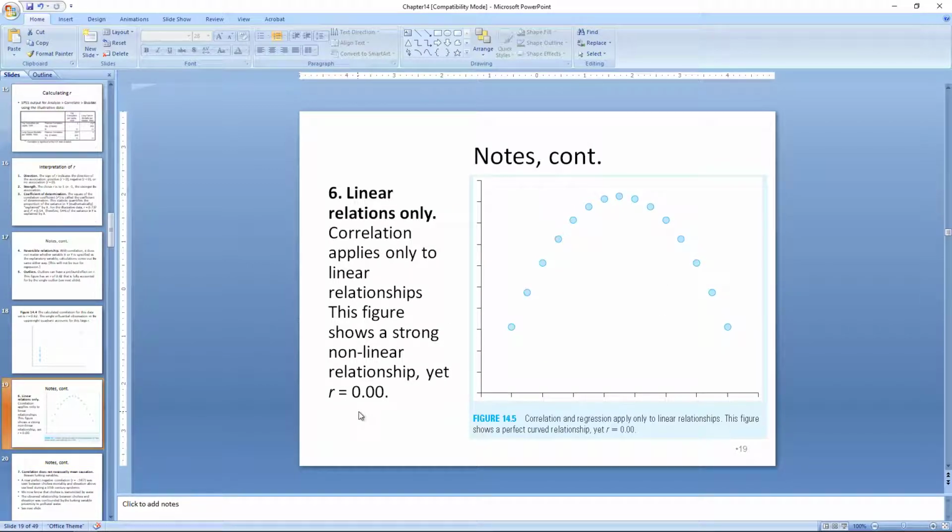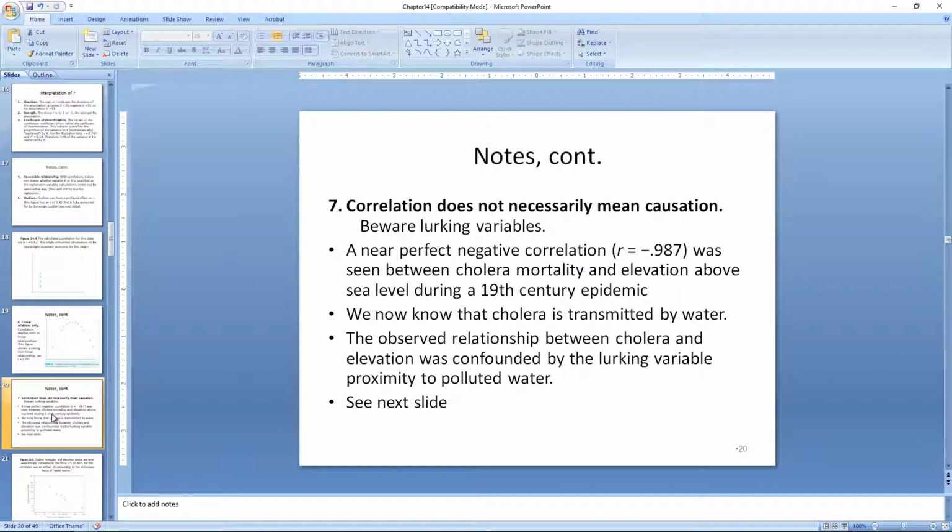Linear relationships only. Correlation applies to linear relationships. This figure shows a strong nonlinear relationship. So as you see, it makes this arc, and we have an r value of 0 because correlation measures only linear relationships.